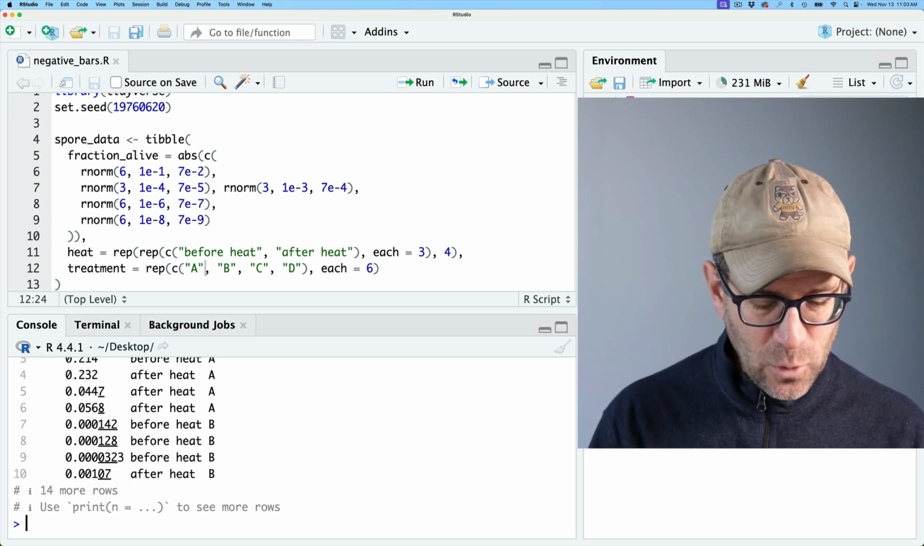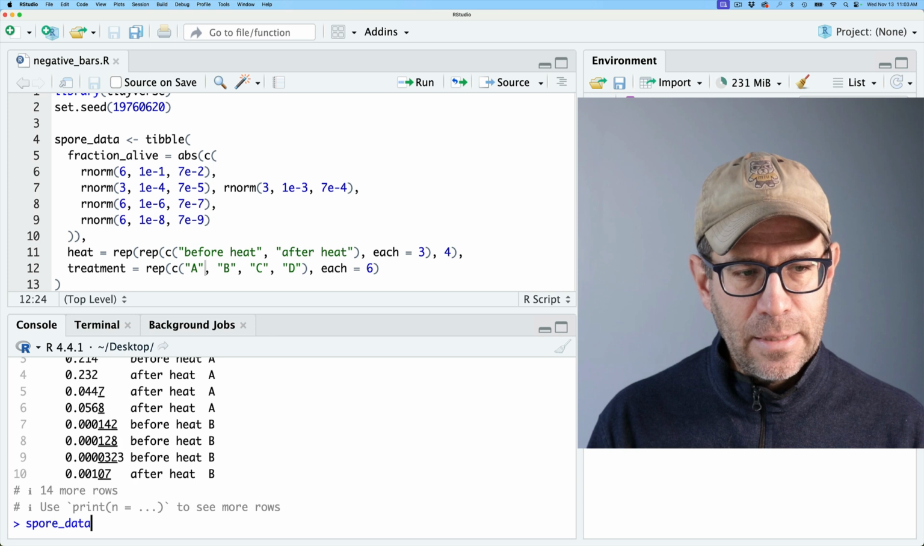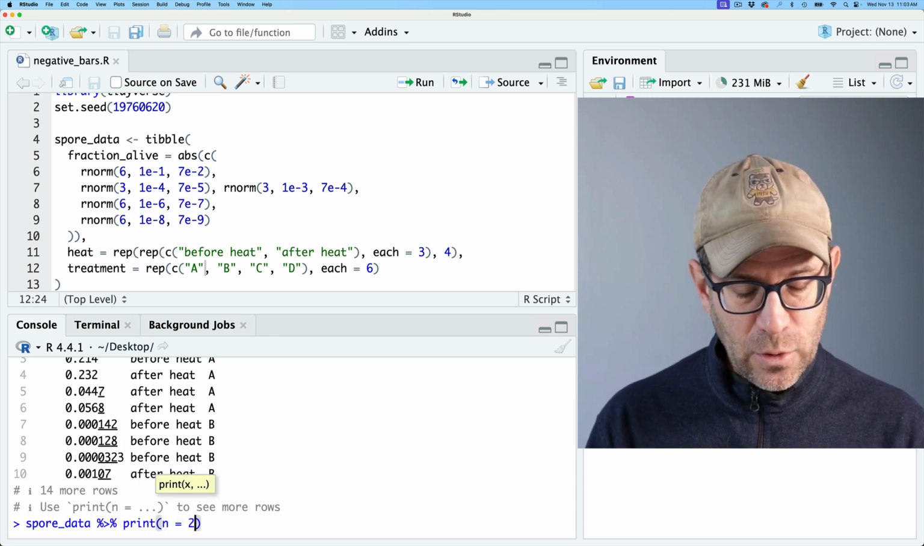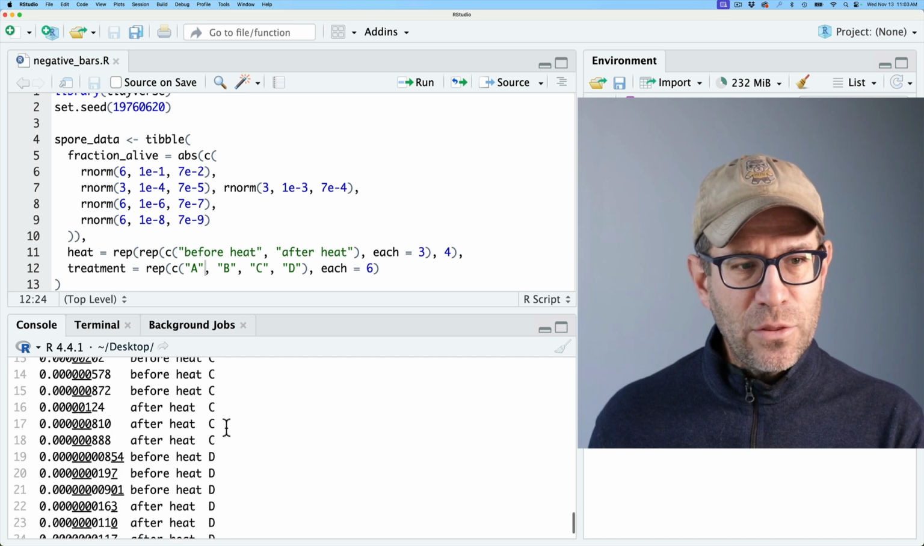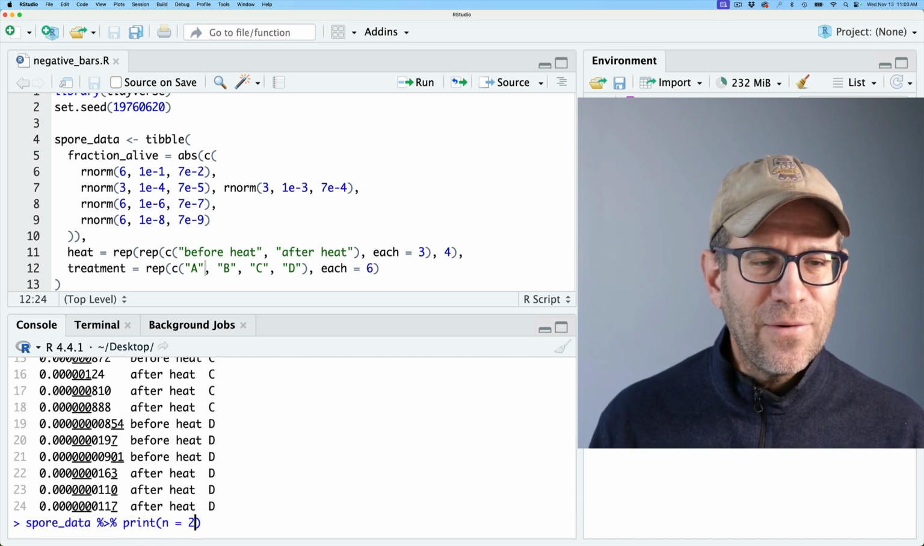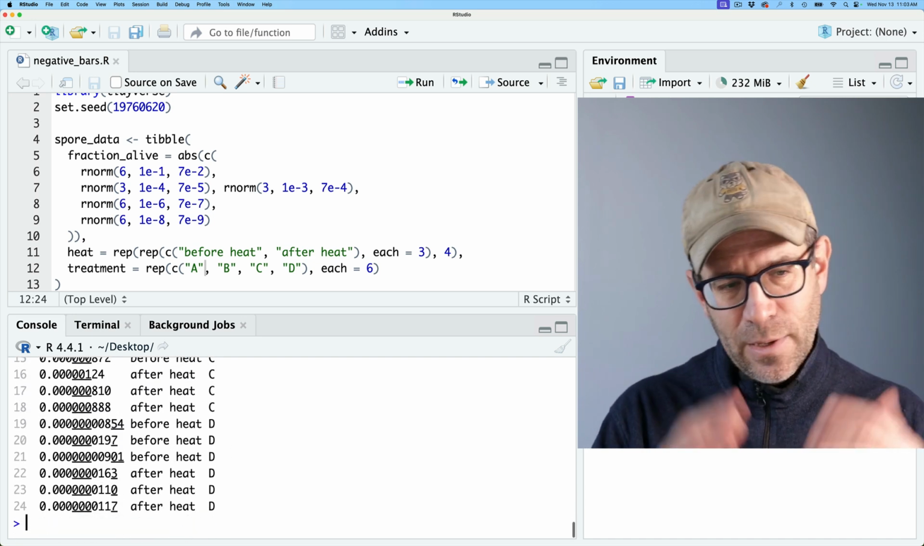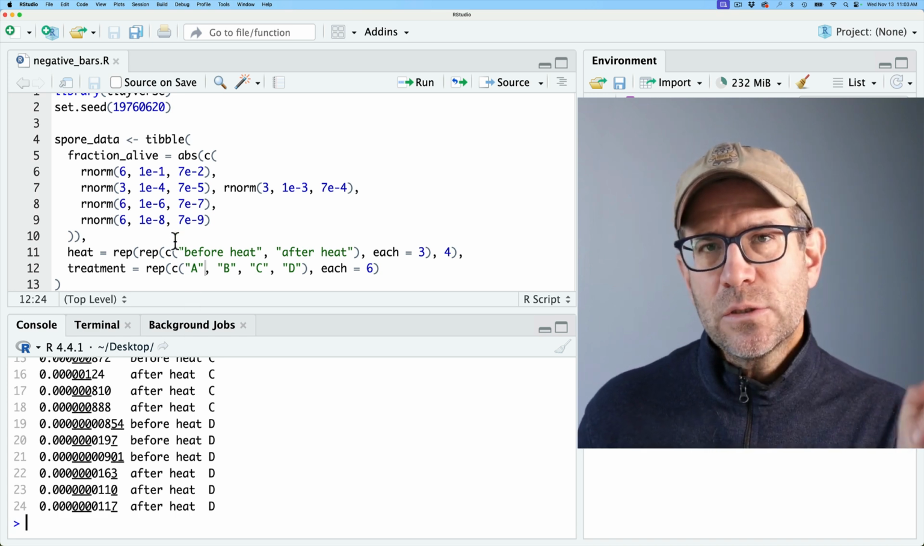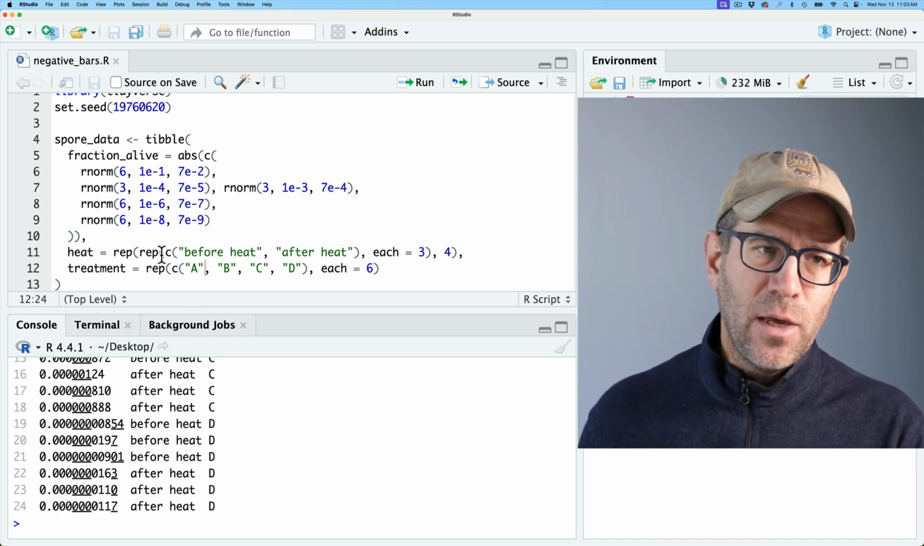I could see all 24 if I do spore data and pipe that to print. I could do n equals 24, and this then will print everything out. Alternatively, if I didn't want to put 24, I could also do inf, and I'd see everything there as well. And so again, the plot shows the mean plus or minus the standard deviation.